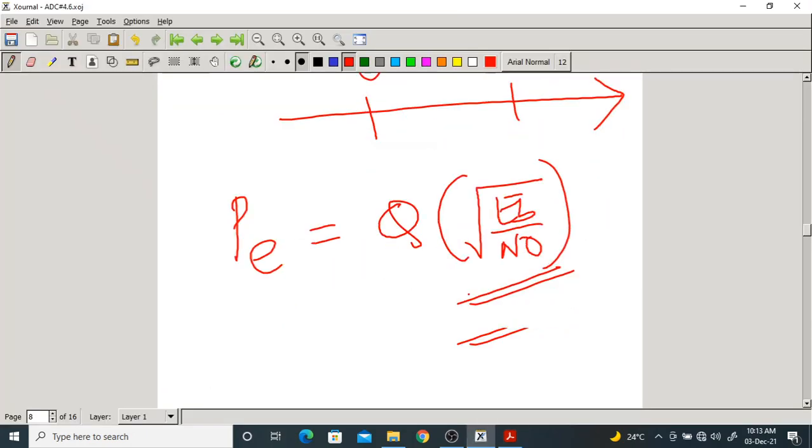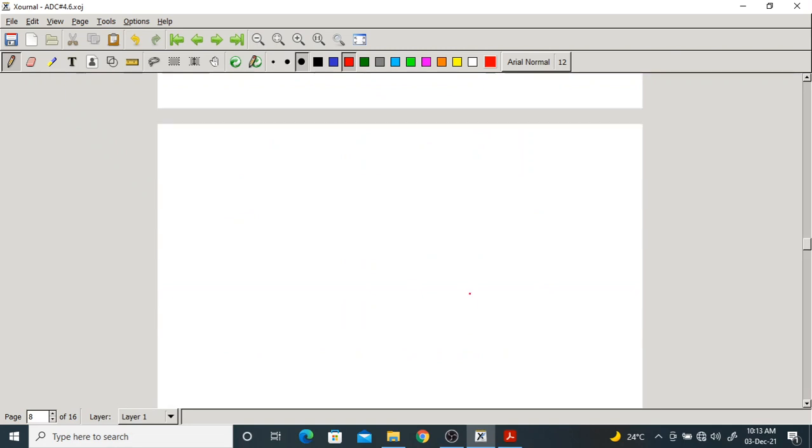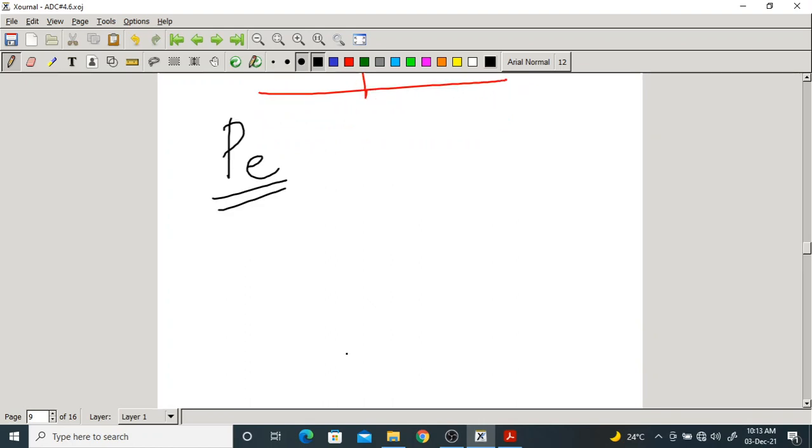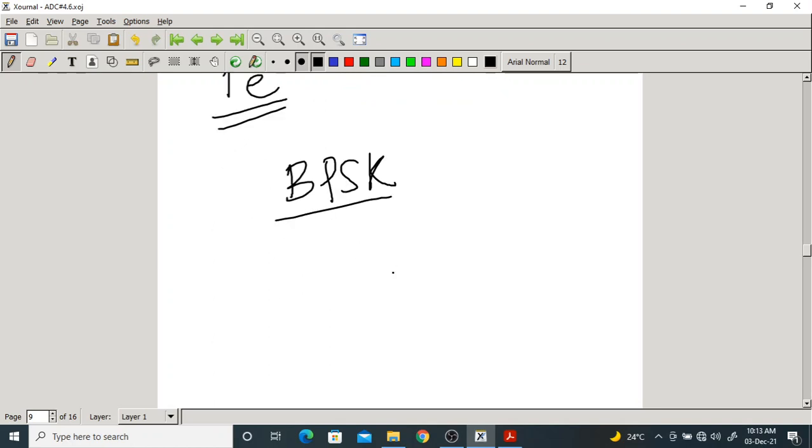Now, we have to go for comparison. Which technique is better? I told you the quality of the scheme depends upon the probability of error. It is a quantity which defines the quality of the outcome in case of a digital communication system. So before that, let us draw the constellations of each technique. BPSK: it is one dimensional with the message points at root Eb and at minus root Eb.